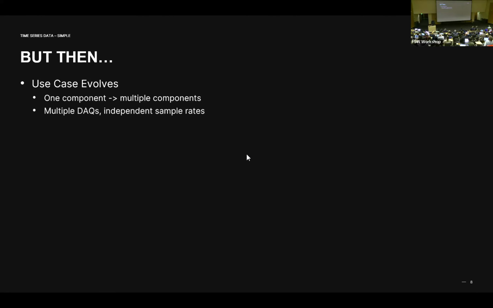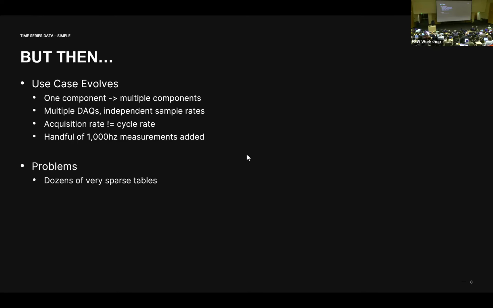But then, our use case evolves. One component turns into multiple components. We have multiple DACs. They have independent sample rates. Maybe they're started at little offsets of time. Our acquisition rate necessarily doesn't equal our cycle rate. So we have a cycle maybe and we're acquiring data at different rates. Stuff's coming in. We have a handful of 1,000 hertz sensors. They're starting to get a little more higher volume data.